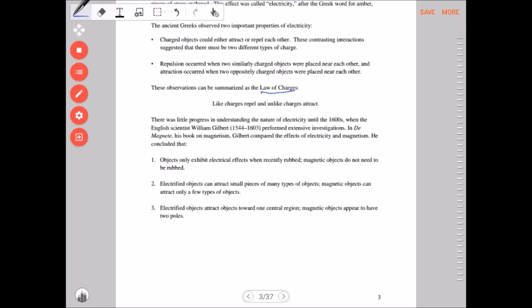Electrified objects can attract small pieces of many types of objects: paper, straw, thread, all sorts of things, whereas magnetic objects only attract a few types of objects. And the third thing: electrified objects attract objects toward one central region, whereas magnetic objects appeared to have two poles. Now, you guys have played with magnets, you know there's a north and a south pole, but remember back when Gilbert published this book, these were all really, really new concepts.